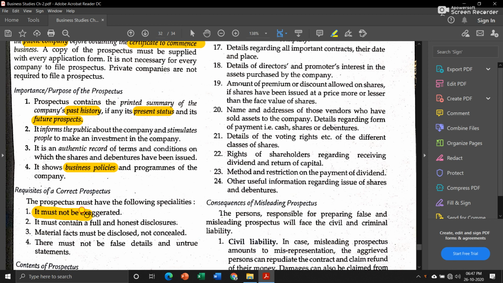It must not be exaggerated. Exaggerated means something which is not there, means all the correct information should be mentioned and nothing more should be given in the prospectus. Then it must contain a full and honest disclosure, means all the things related to the capital of the company should be mentioned, and they should be honest information. Material facts must be disclosed, not concealed, means nothing should be hidden from the public. There must not be false details and untrue statements.